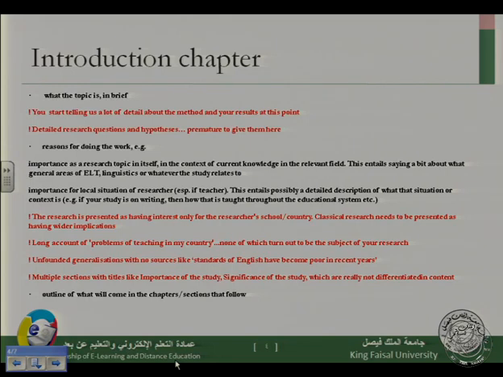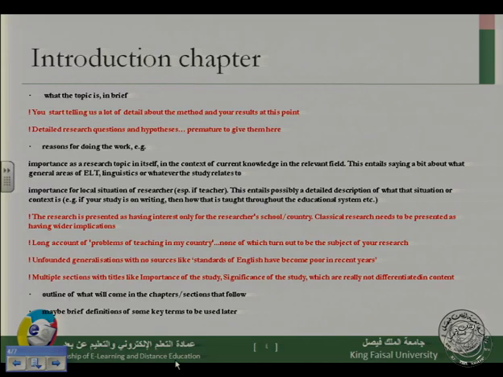A good section in your introduction chapter is an outline of what will come in the chapter sections that follow. So at the end of your introduction, have a section saying, well, in chapter 2 we will talk about blah, blah, blah. In chapter 3 we will talk about blah, blah, blah. An account of all the chapters.